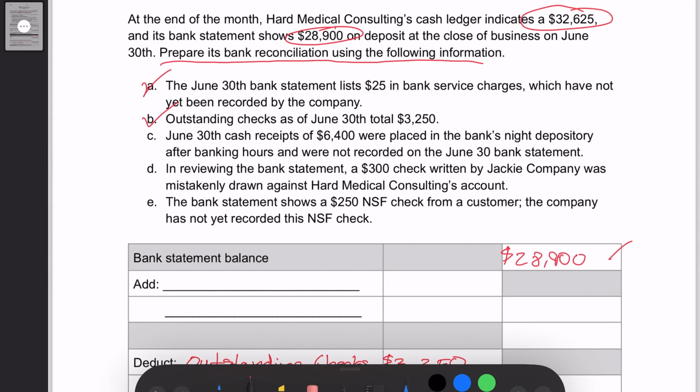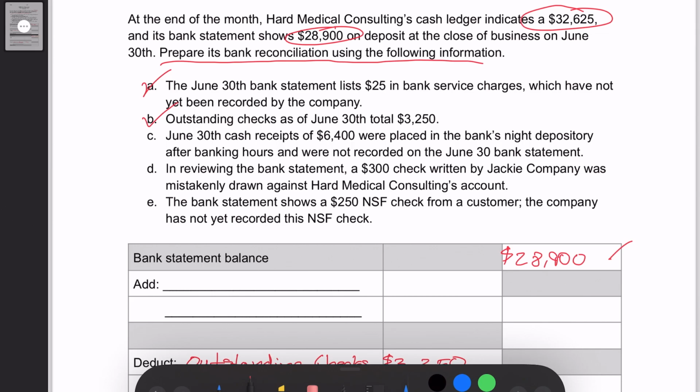June 30th, cash receipts of $6,400 were placed in the bank's night depository after banking hours and were not recorded on the June 30th bank statement. So this one, we have to dive a little bit deeper because it's not explicitly stating one of those terms that we spoke about earlier. Not every single time will it be explicitly stated, hey, deposits in transit are X, or outstanding checks is X. Sometimes we have to interpret what's being said to us, okay?